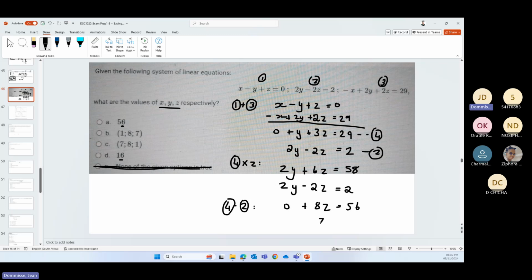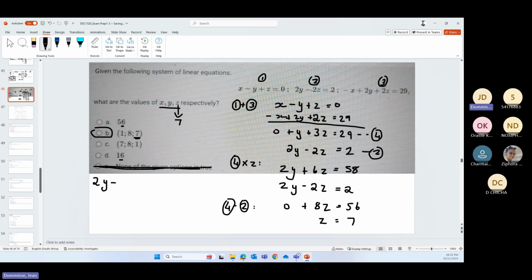Hence, we can work out that z is equal to 7. And so then z is 7. We can already check here. There is our z is equal to 7. So we could automatically go to option B. But let's just make 100% sure. So z is 7. So we could put z into that equation 2, just to work out what y is.